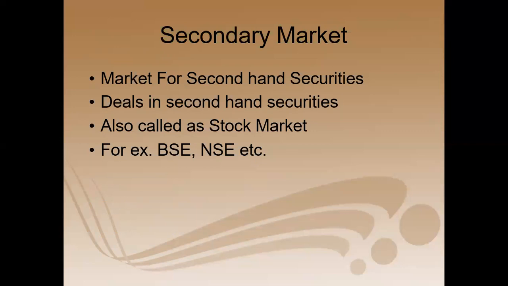So, in the primary market, we have two parties: companies and investors. Whereas in the secondary market, we have two parties, that is buyer and seller. That is, A sells to B. So it's a market for second-hand securities. It is also called a stock market or share market. Example, I already said BSE and NSE.